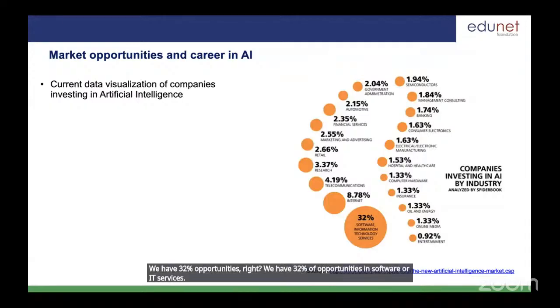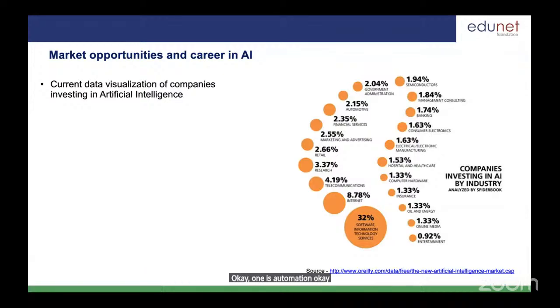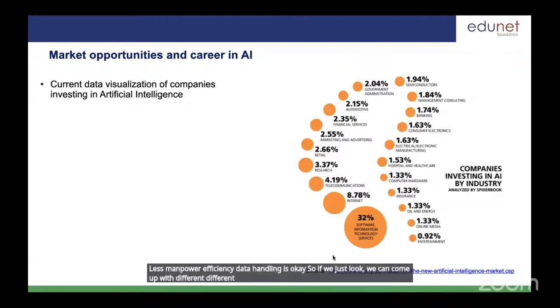Okay, one is automation. Time saving development. Data handling. Futuristic coding efficiency. Yes. Less manpower efficiency, data handling. Okay. So if you just look, we can come up with different points, right? So you can just have a look at all the figures here.